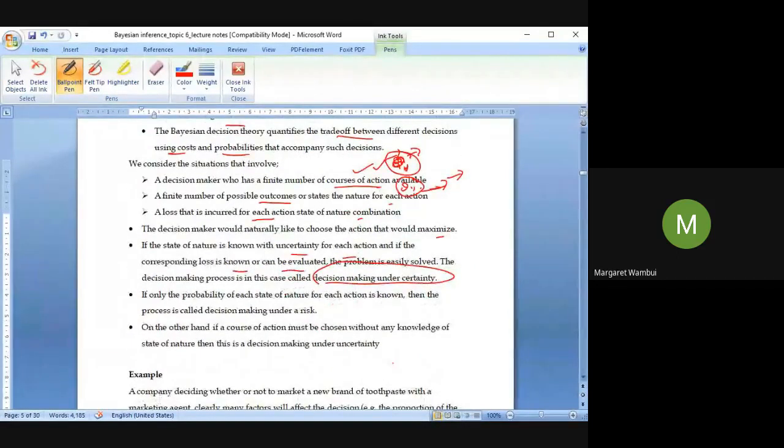So in that case, we say it is decision-making under certainty. But if only the probability of each state of nature for each action is known, the process is called decision-making under risk. This is where you come in and try to minimize the risk. On the other hand, if a course of action must be chosen without any knowledge of the state of nature, then this is decision-making under uncertainty.